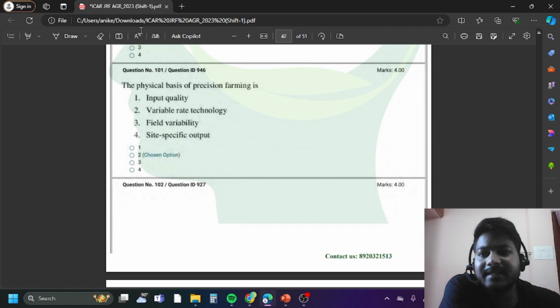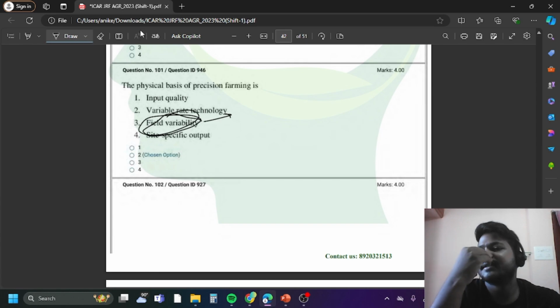Question 101: the physical basis of precision farming is field variability. When there is field variability, we use precision farming.